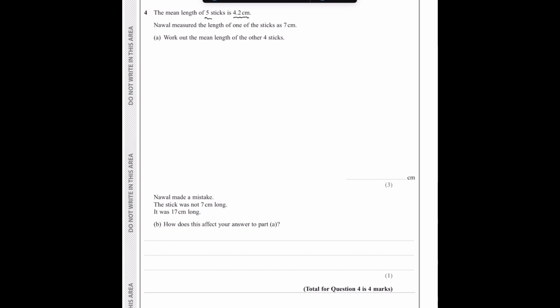To find the mean, what we do is we find the total of whatever it is, in this case the length, and we divide it by the total number of things there are. In this case there are 5 sticks, and the mean is equal to 4.2. So to find the total length we do the opposite, times both sides by 5. So our total length of all 5 sticks is equal to 4.2 times 5.